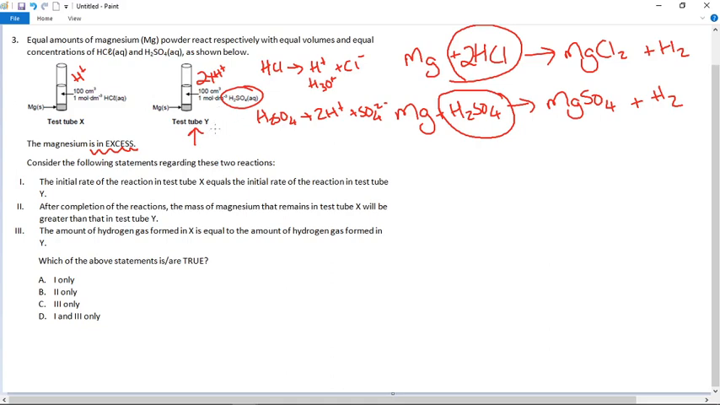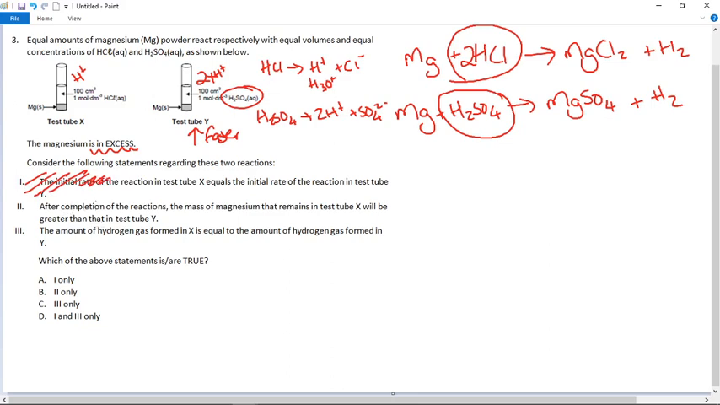Test tube Y with the sulfuric acid technically has a higher concentration of acid than test tube X, because this is a diprotic acid. Sulfuric acid is a diprotic acid, and hydrochloric acid is a monoprotic acid. So if we look at the initial rate of reaction, test tube Y is going to be faster because there's a higher concentration of protons. So the initial rate of reaction in test tube X and test tube Y is not actually going to be equal.